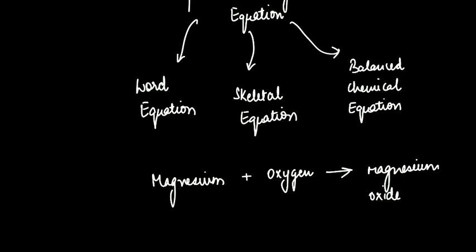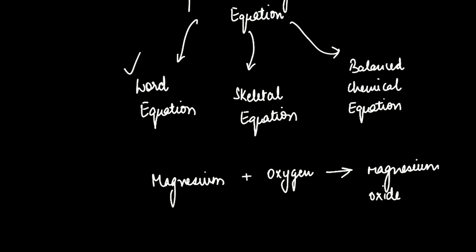So, this chemical reaction is a very famous reaction for the burning of magnesium ribbon. That's a white color ribbon with a dazzling white flame. So, we get magnesium oxide, a white color powder. This reaction takes place in the presence of oxygen. So, this is how we are going to write the word equation.